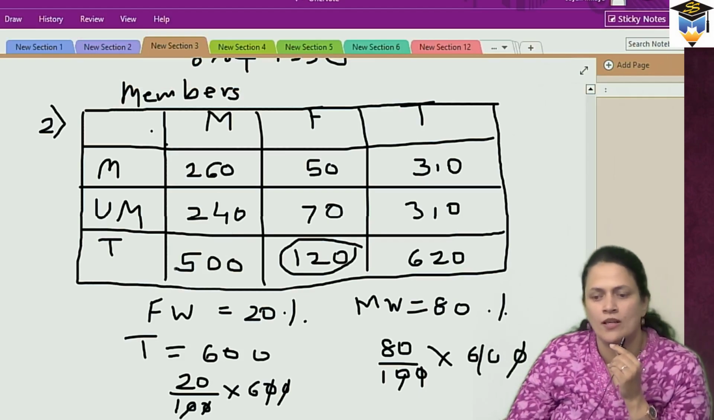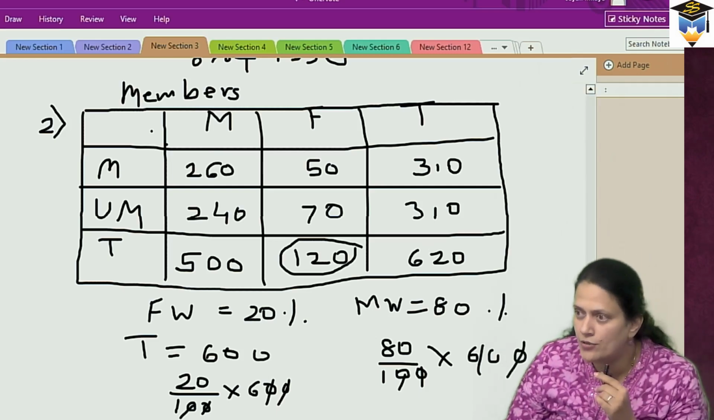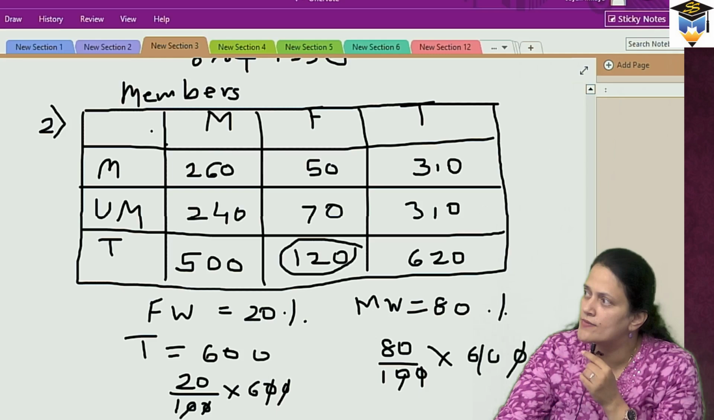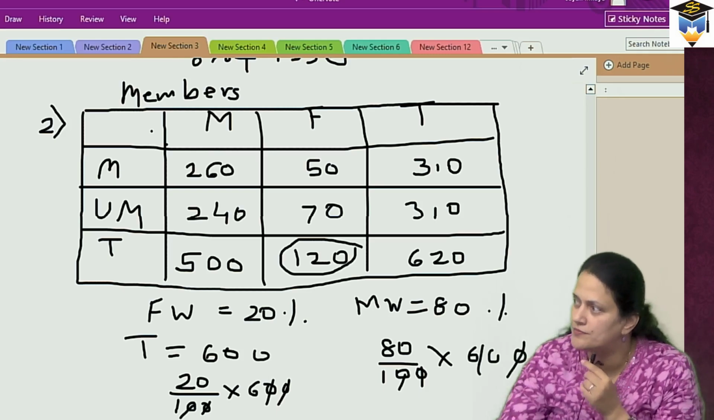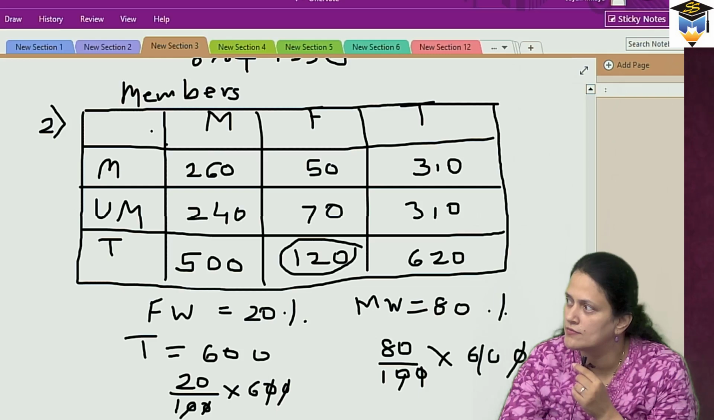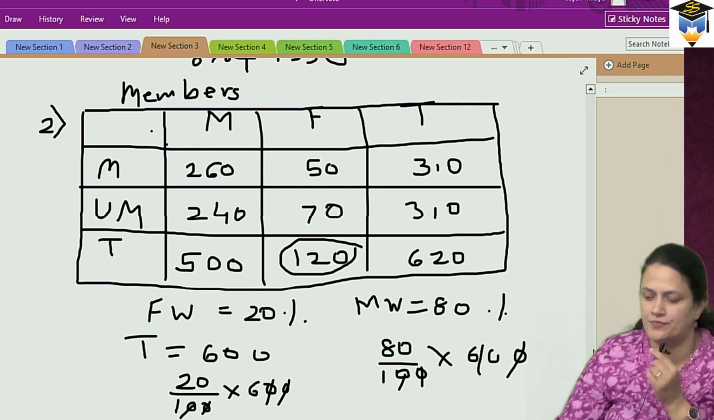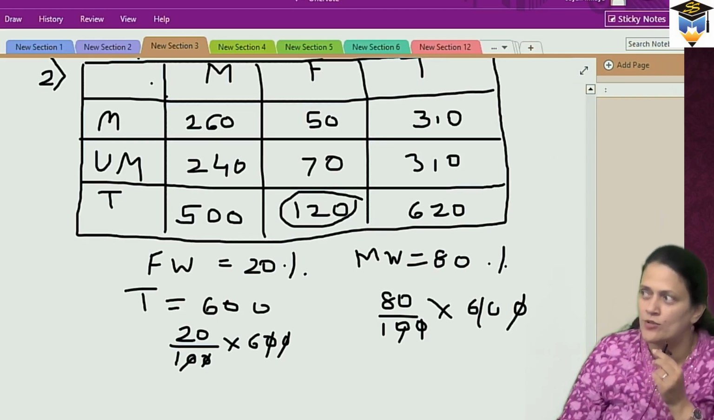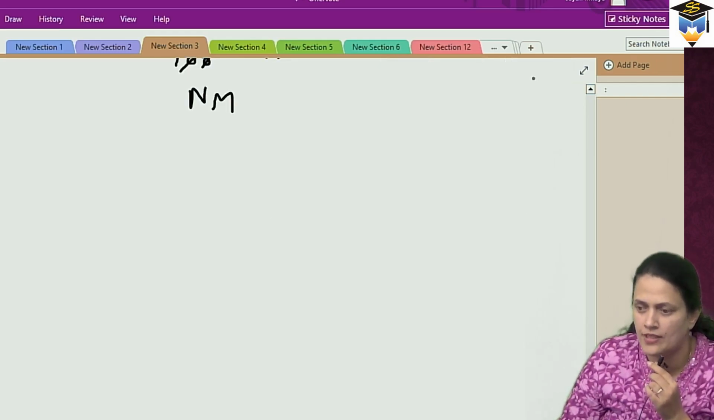Correct? So have you understood how to solve this? Any doubts? Online students, any doubts? Have you understood what we have done over here? Okay, now let us form the table for non-members, please. So I hope everybody has written this down. Let us go to non-members. Have you written it down, all of you?